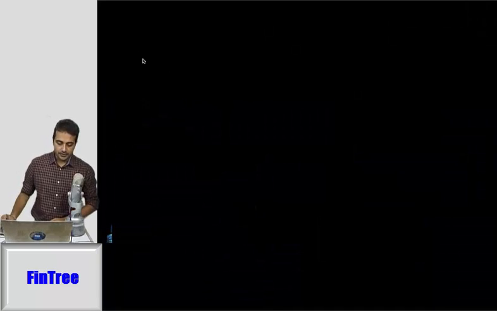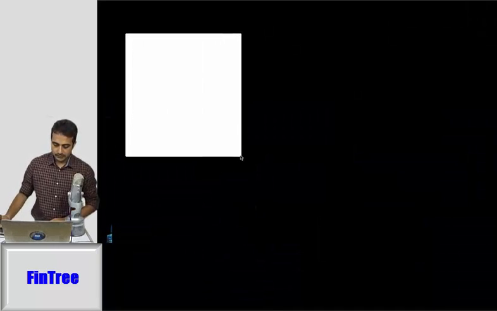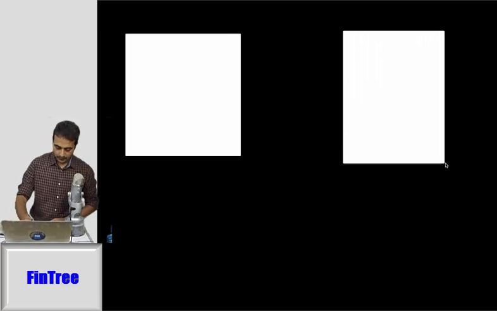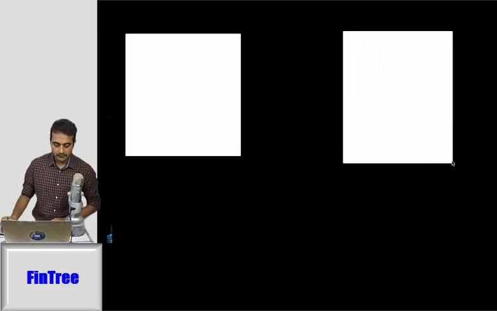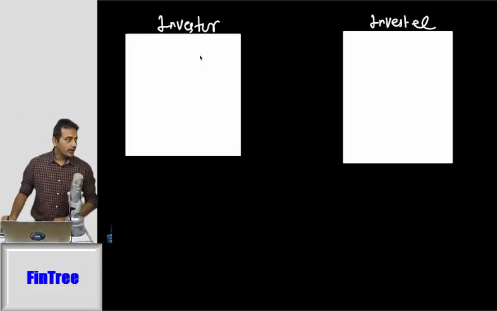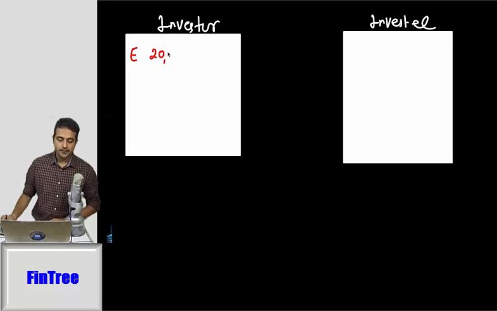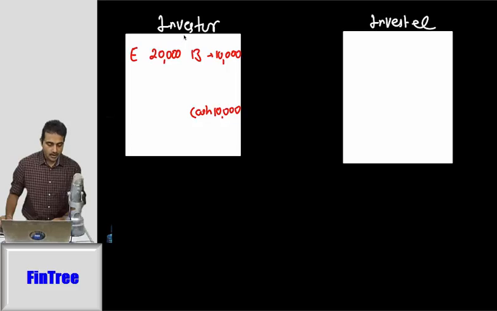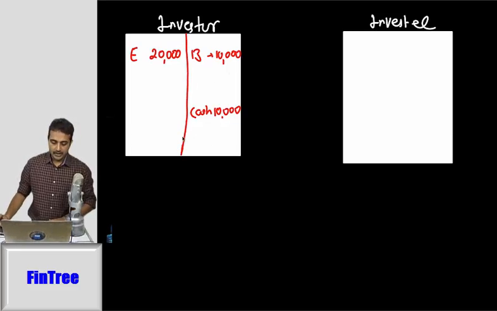So again, I'm building balance sheets. Here on the left we have the investor, on the right we have the investee. Let me do the investor first. Equity 20, building 10, cash 10.